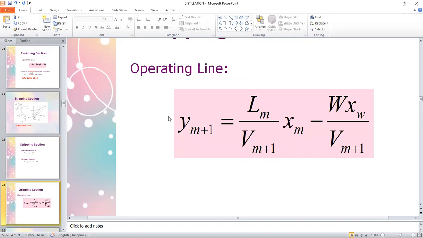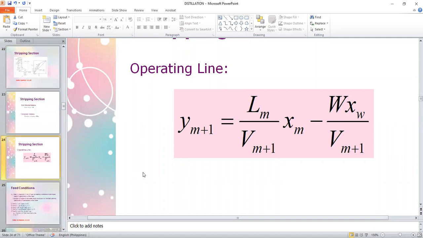But as I have emphasized a while ago, we don't need the slope of the operating line of the stripping section. We don't need also the y-intercept of the operating line of this section, because we will just connect the X sub W of your stripping section operating line to the intersection of the enriching section operating line and the feed line. Okay? Now, we need that intersection. We need the intersection of the enriching section operating line and the feed line.